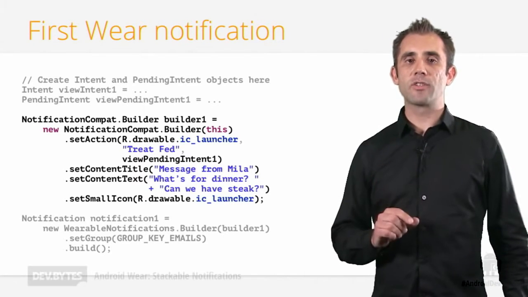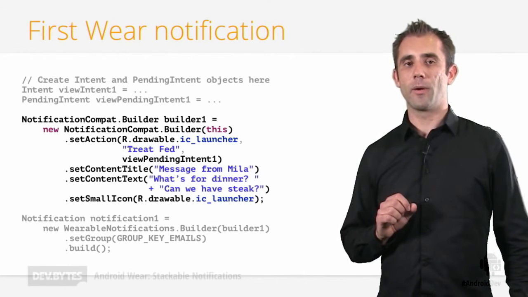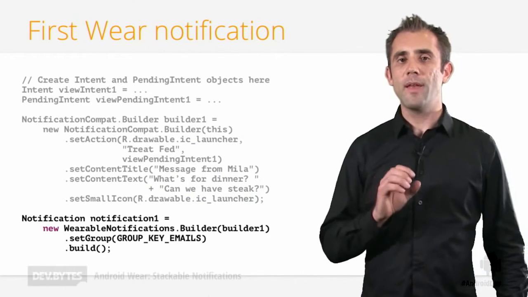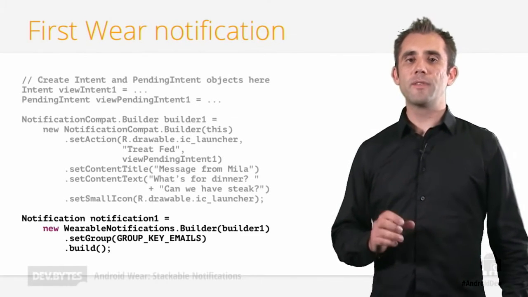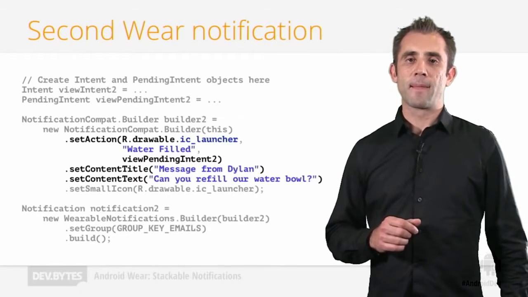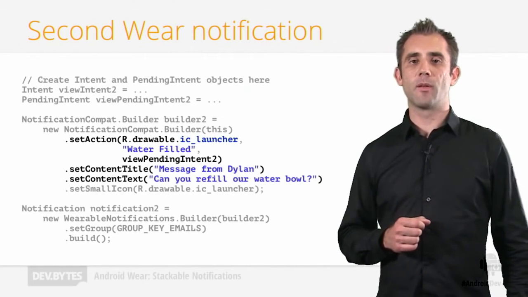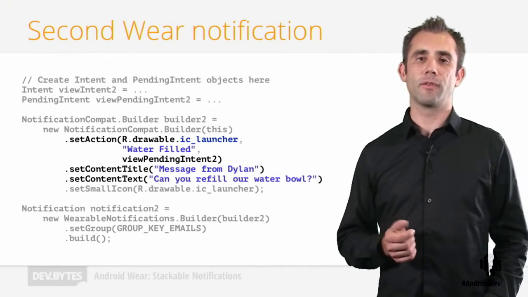And we use the call to set action to indicate an intent for when an action icon is touched on the wearable display. You then need to build the notification for the wearable with the call to set group, which puts it in the group specified previously with the string constant. This is the second notification that appears on the wearable. The code's basically the same except the message text and the action are different.